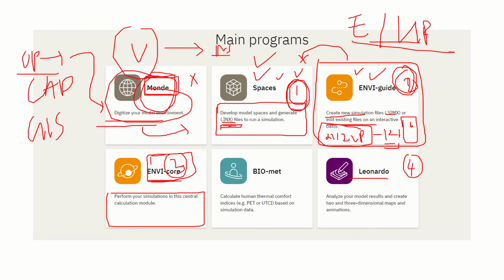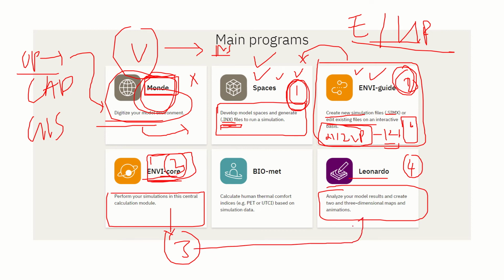Then we have a fourth tool, which I'll take as 4. This is Leonardo, where the tool is named like that. Maybe after the founder or something. This is a tool where we can graphically visualize the simulation results. Whatever simulation result is generated from NV Core can be visualized using the Leonardo tool.